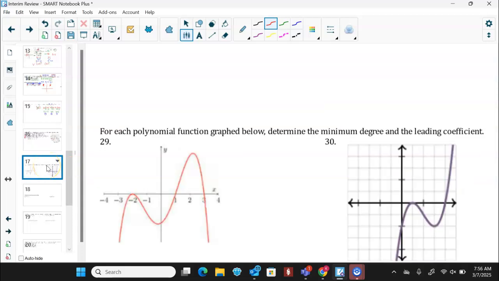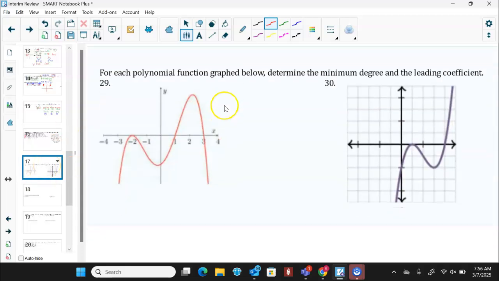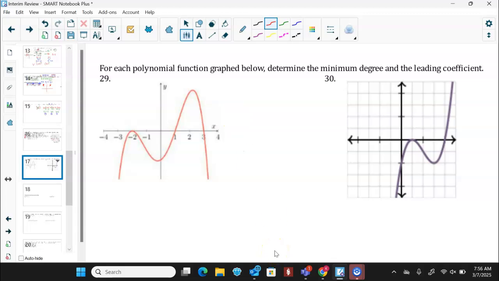All right, the next question talks about two polynomial functions, and it says to use the two graphs to determine the minimum degree and the leading coefficient. All right, so for the minimum degree, we're going to find our x-intercepts. So right here, this is -2. Right here, this is 1, exactly what you see.